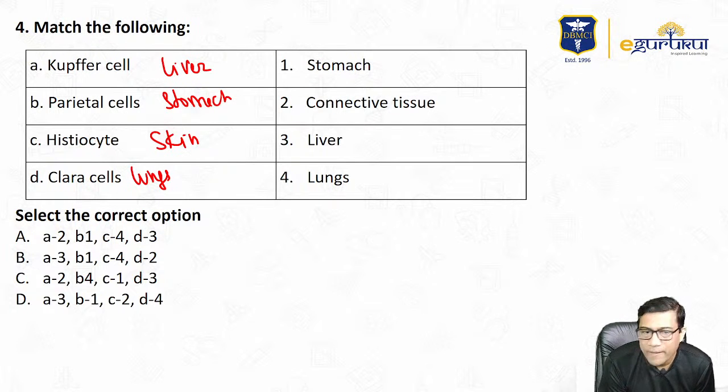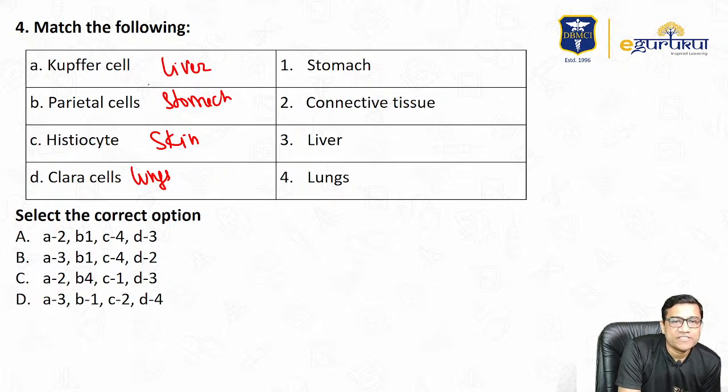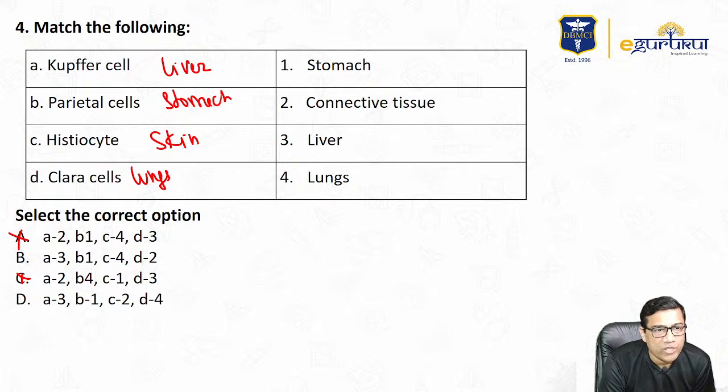Okay. So what is the answer? Kupffer cell will go with liver. So A goes with 3. So A 3 is B and D, right? Stomach, parietal, 2, B is 1. So B is 1. So means B and C. These two are wrong. So now B and D are the only option.